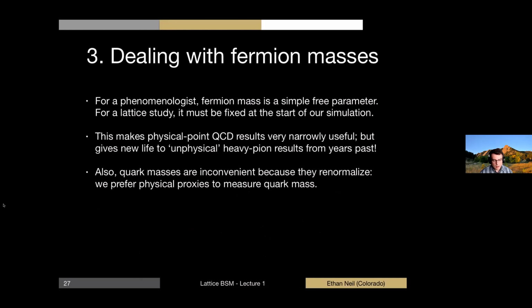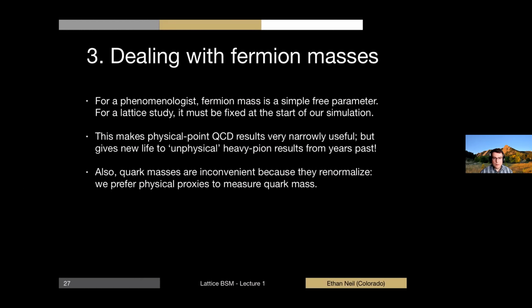Okay. Last thing to talk about briefly is dealing with fermion mass. Again, this is one of those things that's hard for us to adjust and easy for someone doing pen and paper calculations to adjust. If you're just writing down a theory, a Lagrangian, and predicting things on pen and paper, the fermion mass is just a free parameter in the Lagrangian, and you can adjust it easily. When we do a lattice study, we have to fix it at the start of the simulation. It's one of the input parameters. It's the bare fermion mass.